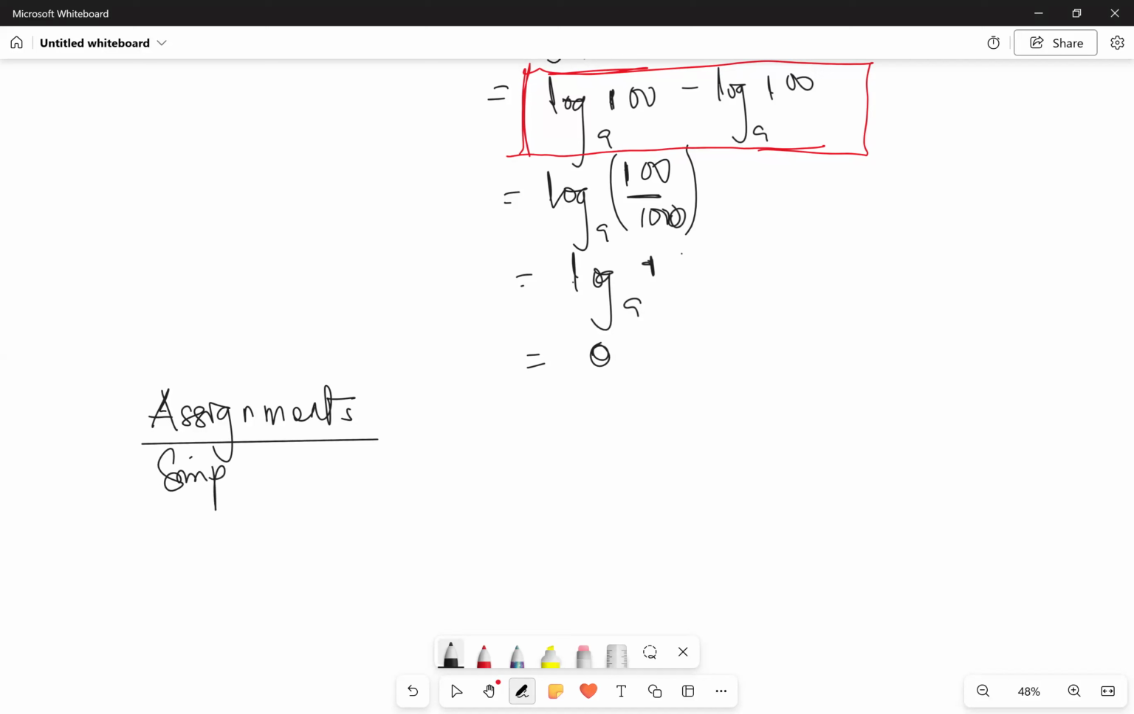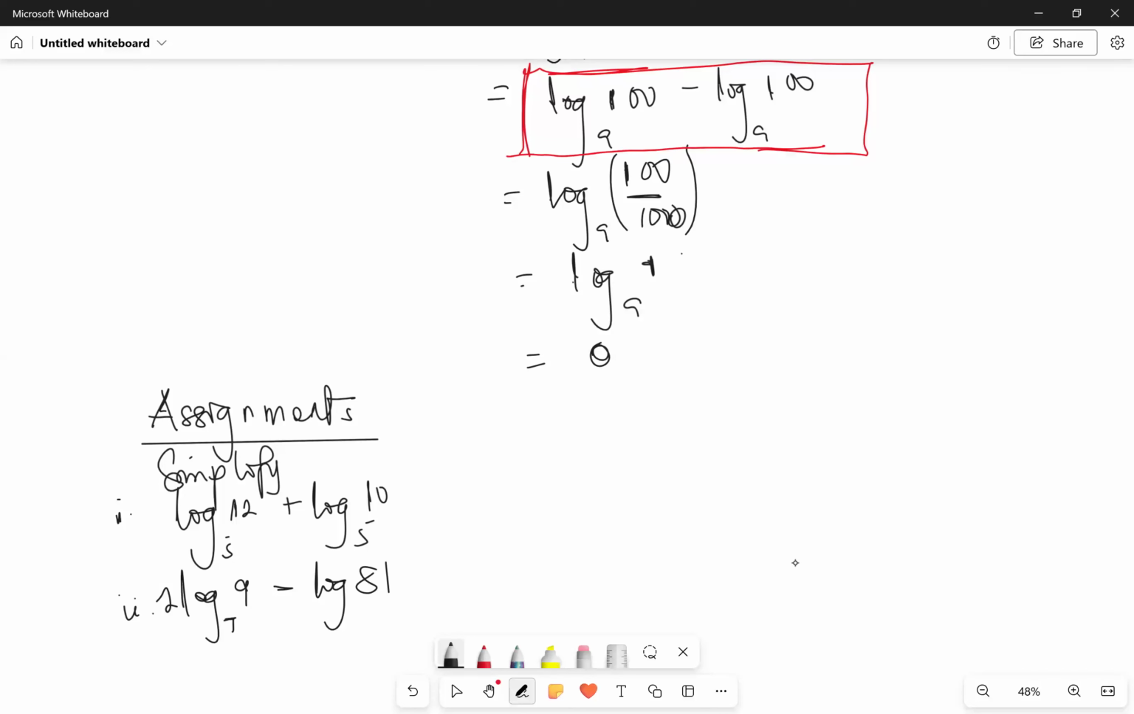Simplify. I: log 12 base 5 plus log 10 base 5. II: 2 log 9 base 7 minus log 81 base 7.